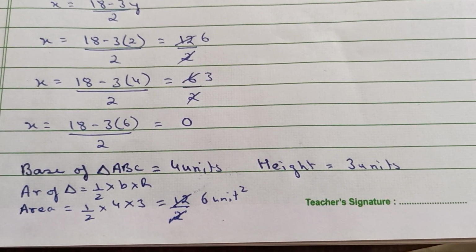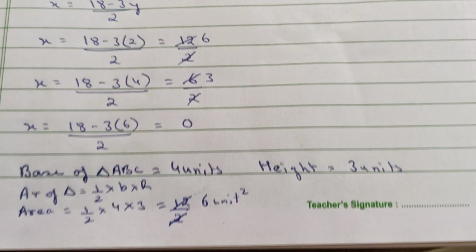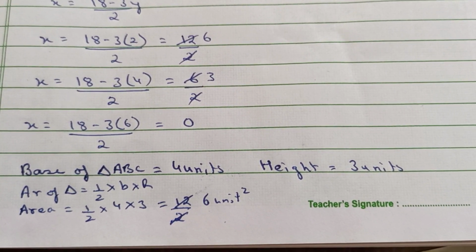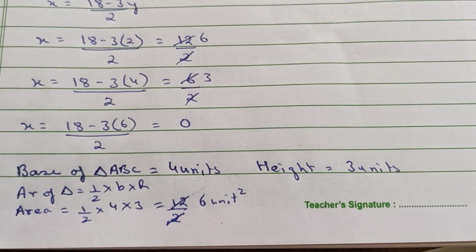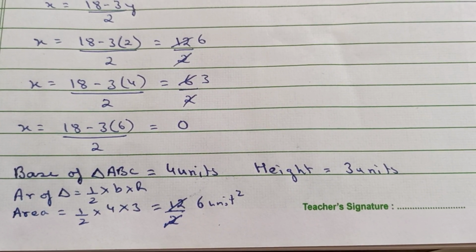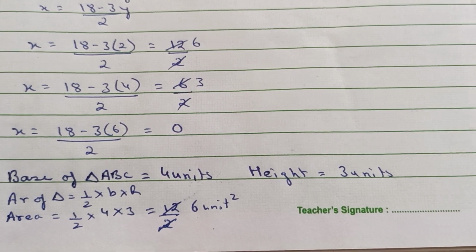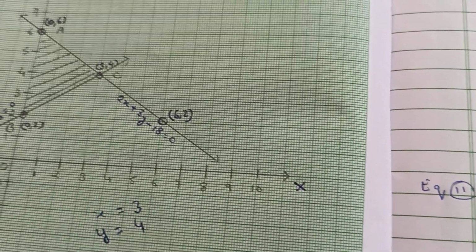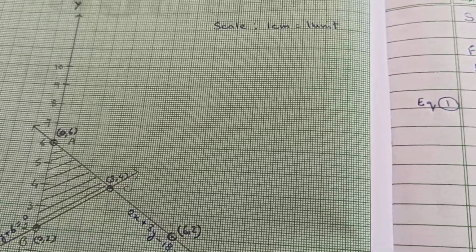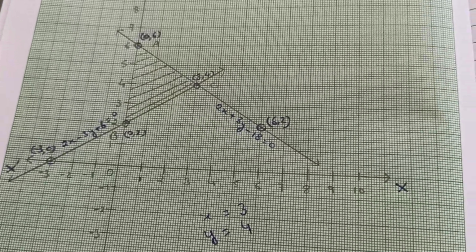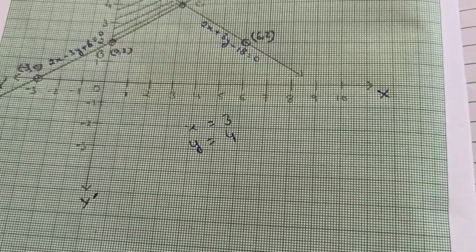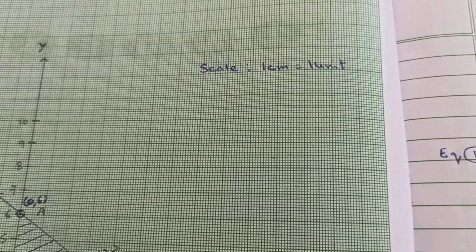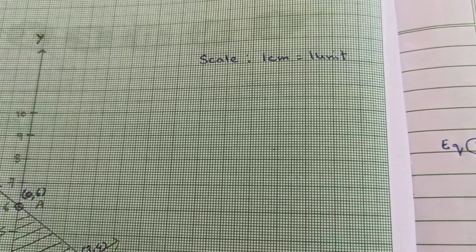We know area of triangle is half into base into height. Therefore, area will be half into 4 into 3, which gives me 12 upon 2, or which is 6 square units. Now it's very important for us to mark the x-axis, the y-axis, the negative x-axis and the negative y-axis, and children, we should also write the scale. In this case, it's 1 centimeter equals to 1 unit.